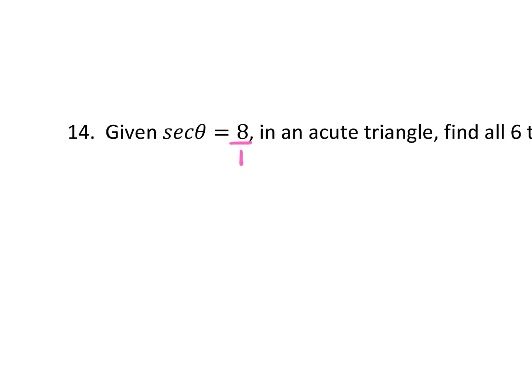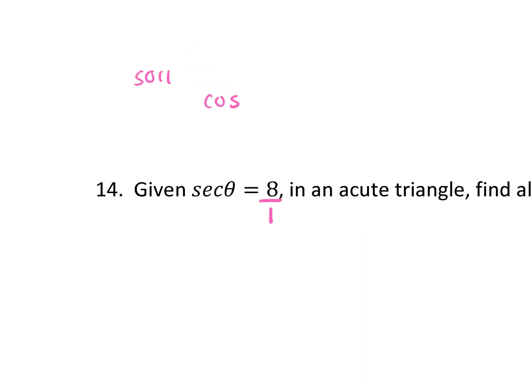Now secant goes with cosine. And cosine, according to SOHCAHTOA, would be adjacent over hypotenuse. So secant would be hypotenuse over adjacent. How do we find the opposite?